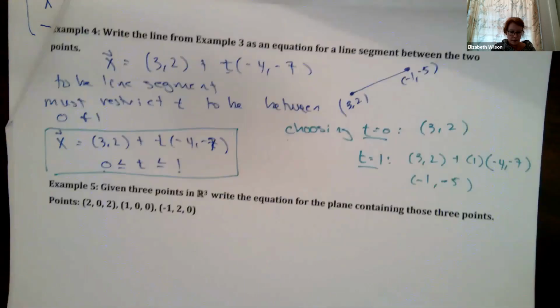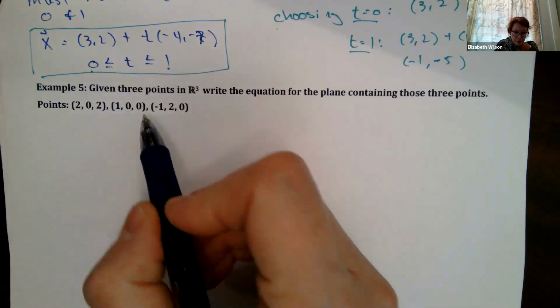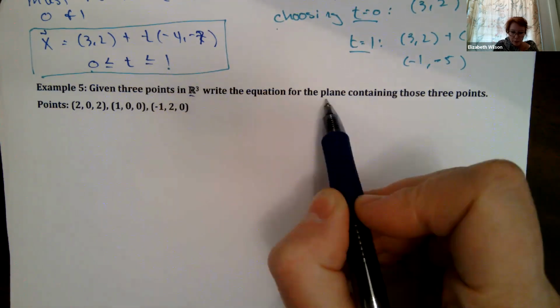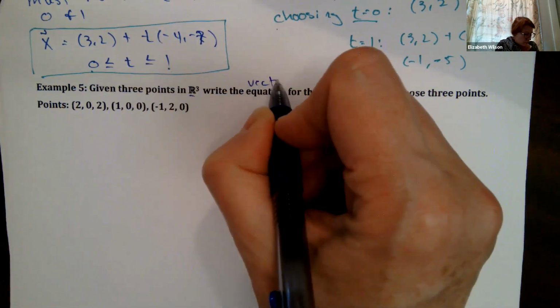And then I pull out my lecture examples again. So this is example 5. I've got 3 points. This is in R3. Write the equation for the plane containing these 3 points. So we're going to use a vector equation. We're going to do a vector equation for these here.